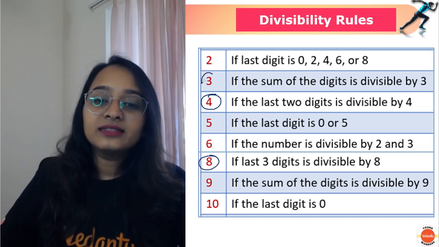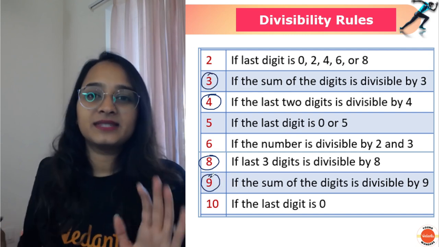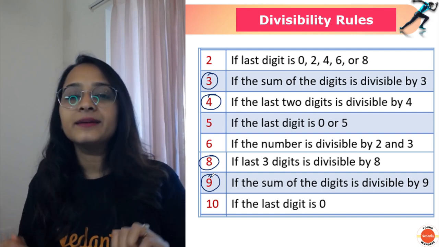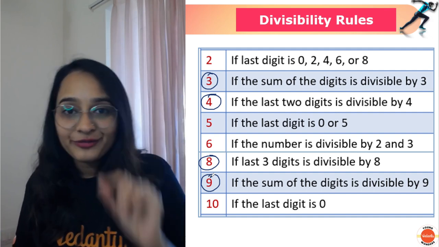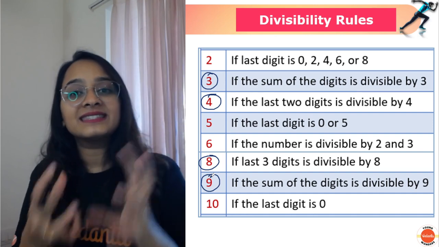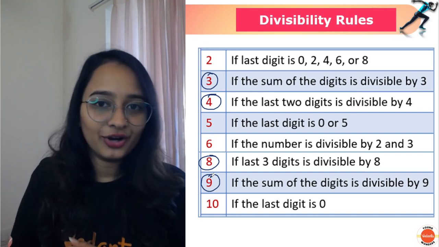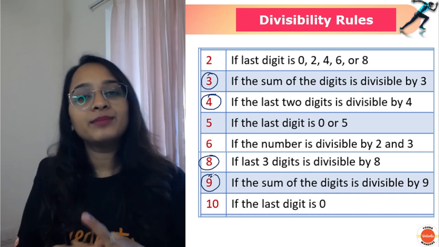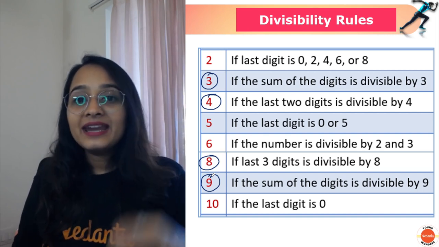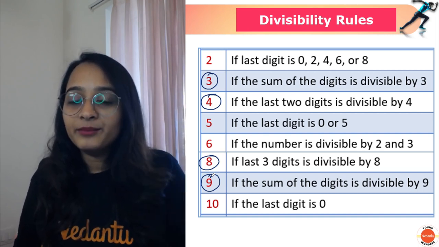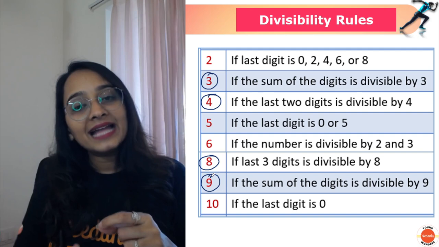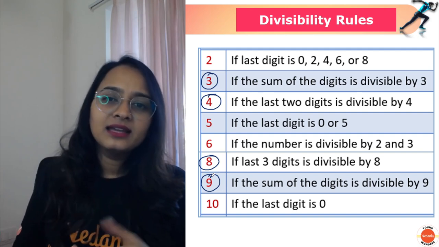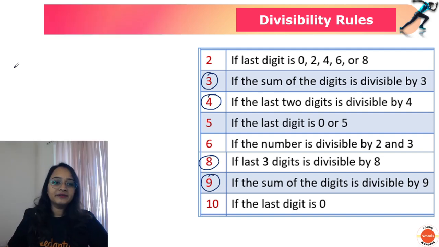And, jo ye 3 aur 9 hai, inka same hai almost. 3 ka kya tha? We added every digit of that number to check if the sum is divisible by 3 or not. Hai na? To 9 ke saath bhi hum same karenge. We will add every digit of that number. If the final answer is divisible by 9, the entire number will be divisible by 9.